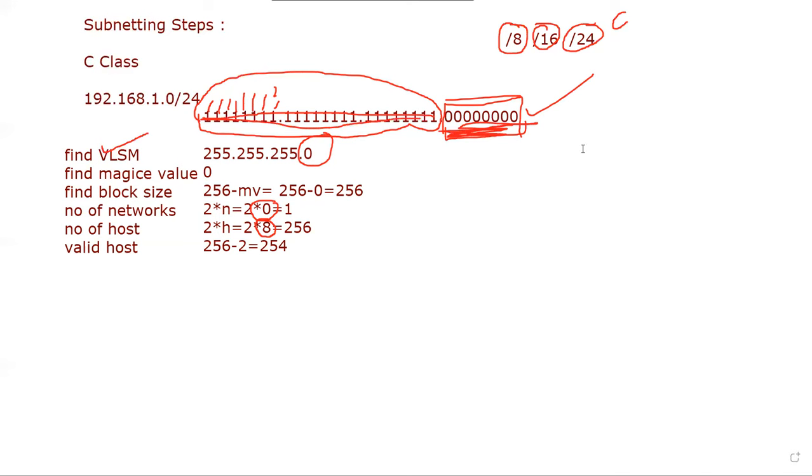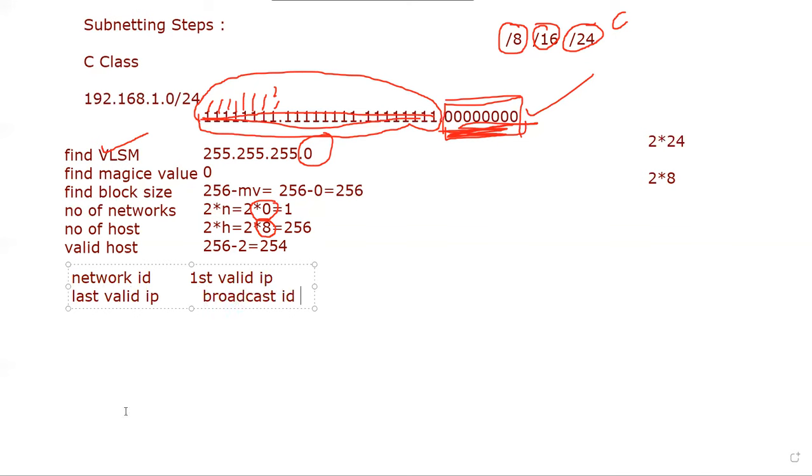We don't have to consider that. Basically, if you ask, we can say 2 raised to power 24 on bits, 2 raised to power 8 are my host bits. Okay, but we don't have to consider fixed bits. So 2 raised to power 0 is my number of networks. Okay, you will get the answer, because in this concept we have to find a network ID, my first valid IP address, my last valid IP address, my broadcast ID. We have to check from where it can be started.